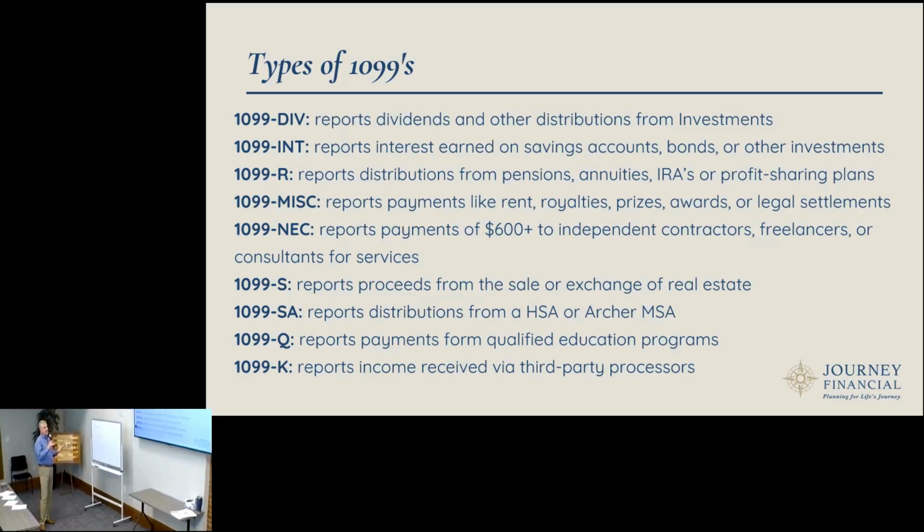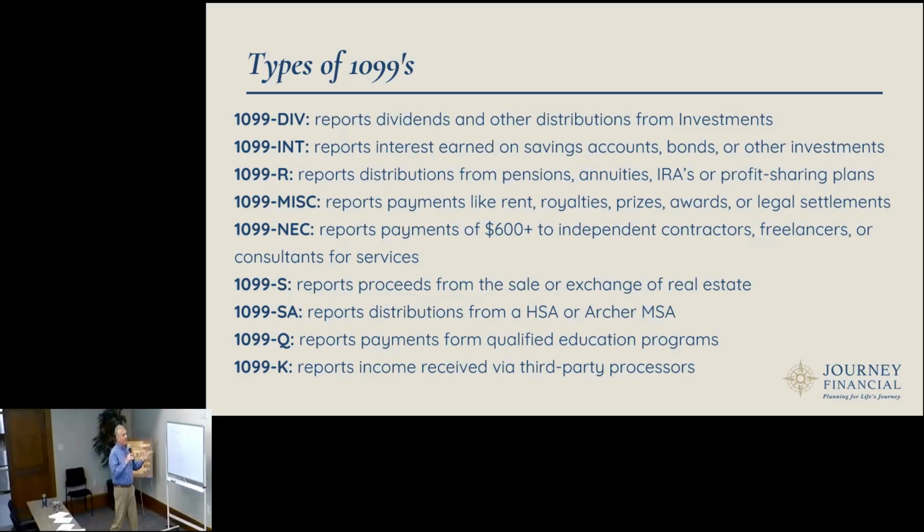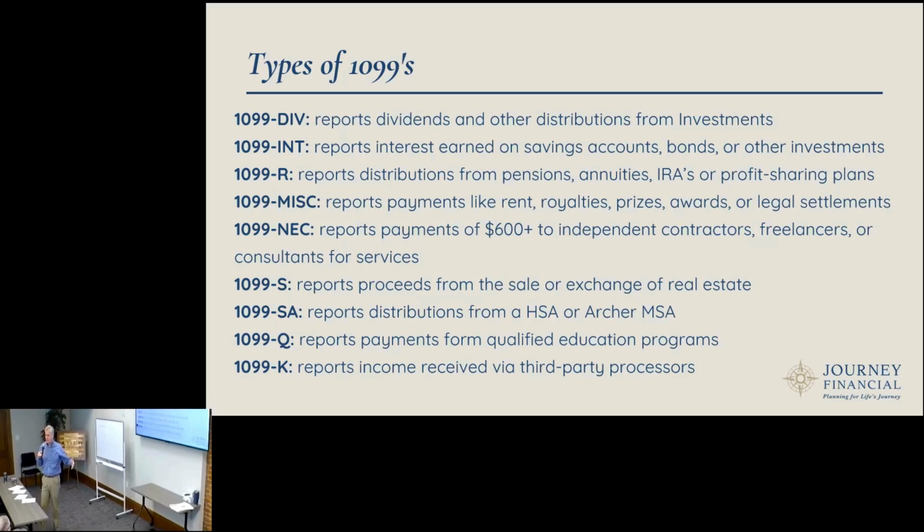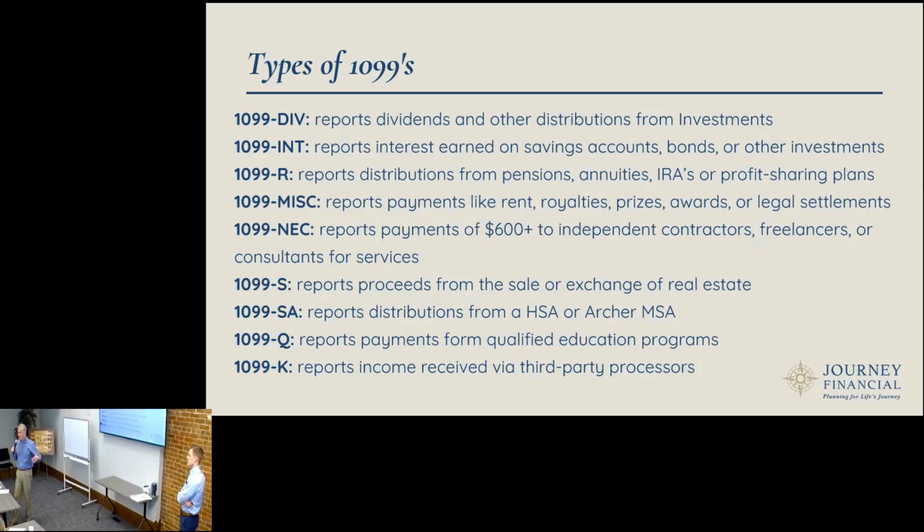1099-NEC, again, independent contractors there. This is really interesting because it only applies at $600 and above. I remember several years ago, my son was mowing our neighbor's lawn when he was in high school. Then he got out of high school and went to college, and guess who started mowing the lawn after that? I did, and she would pay me. And then one year I made too much money and she had to give me a 1099 because I made over $600 mowing my neighbor's lawn.